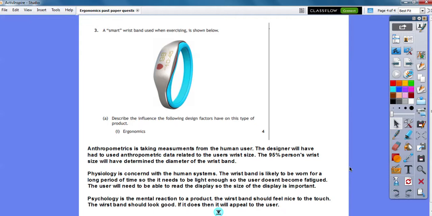Okay, so that should give you a flavour of what strategies you need to use in order to answer questions on ergonomics in your past papers.